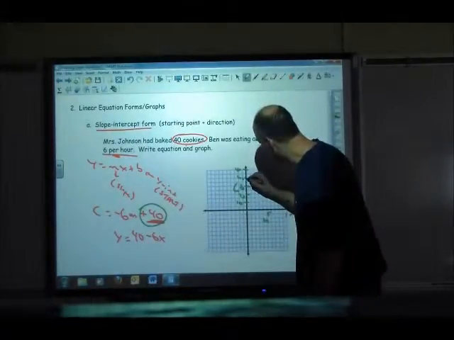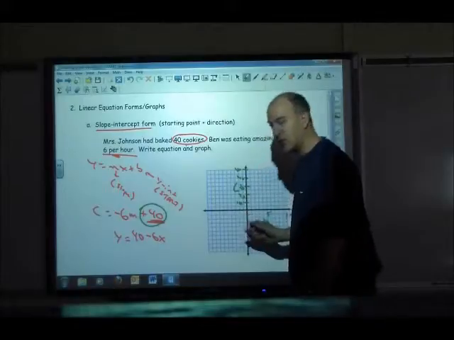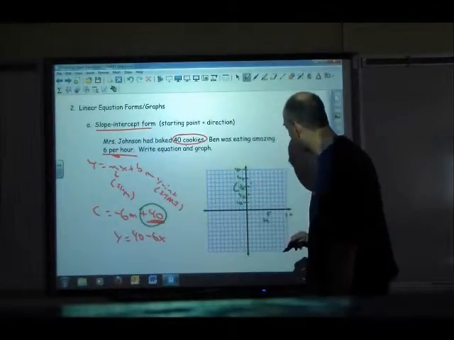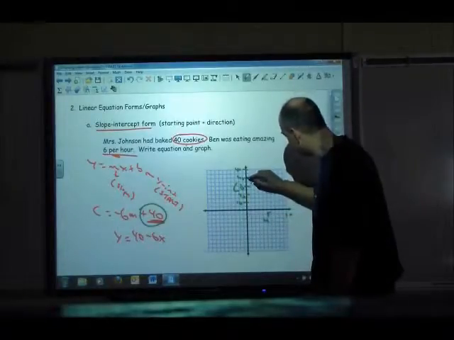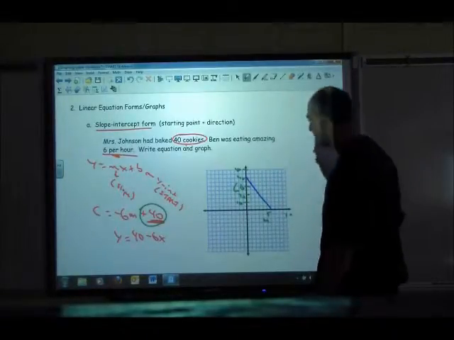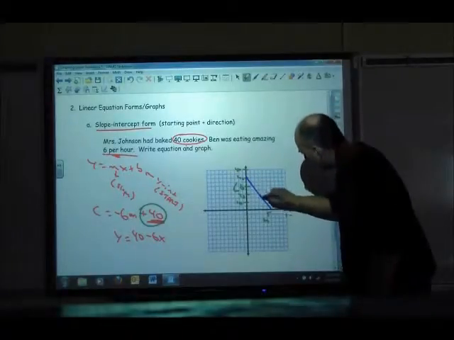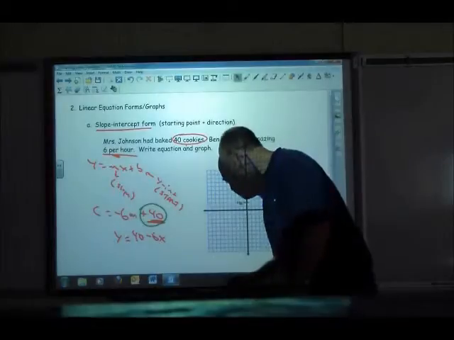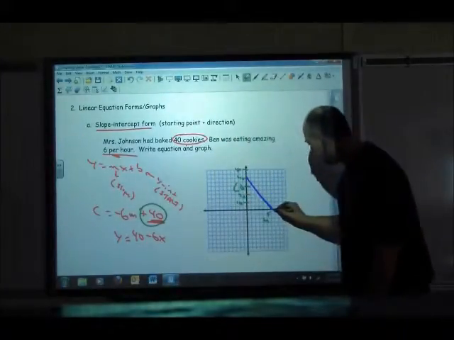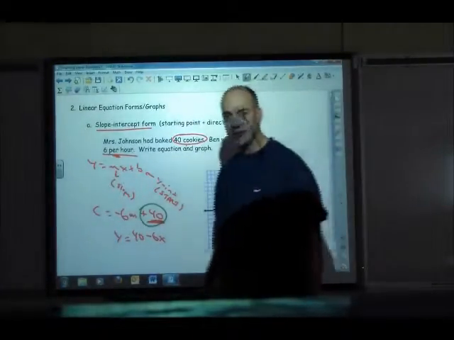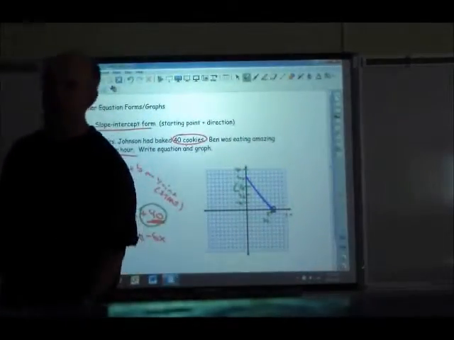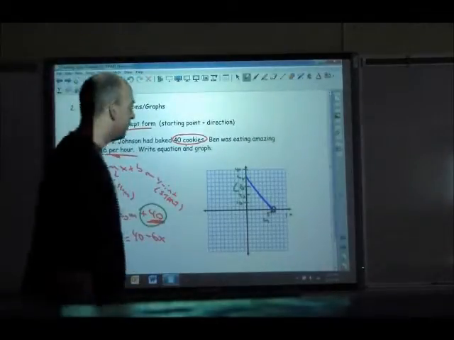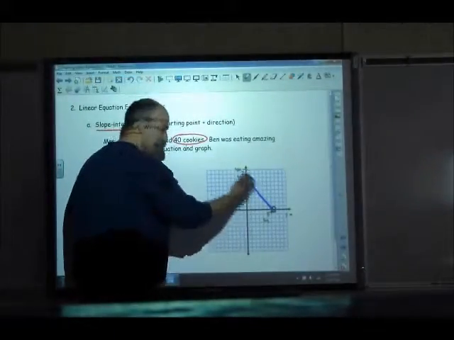The starting point's 40 cookies, your y-intercept, your initial condition. From there it's going down 6 every minute. Okay, so if we take this and take this down, okay, that wasn't quite perfect, but there's a line. Interestingly enough, they might ask you, okay, what does that mean? Well, that would be the time when you run out of cookies. So if my math is right, about 6 2/3 minutes. But there you go. That would be your graph.